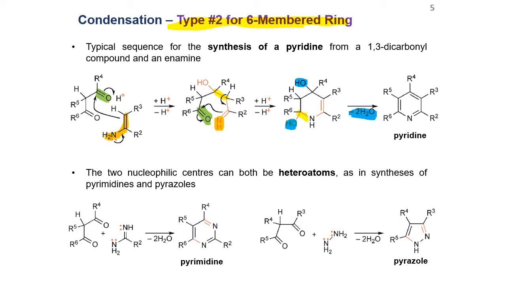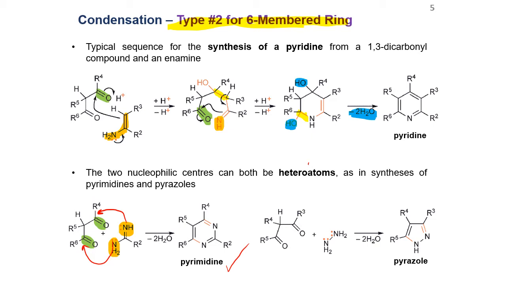Another different way is, sometimes if you have more than 1 heteroatom in the ring, you can use both heteroatoms as nucleophiles. For example, here you have this nitrogen and that nitrogen, both of them have a lone pair. So you can use them as nucleophiles to attack both carbonyl groups. So this one will attack here, this one will attack here, and at the end, after you remove 2 molecules of water, you form pyrimidine.